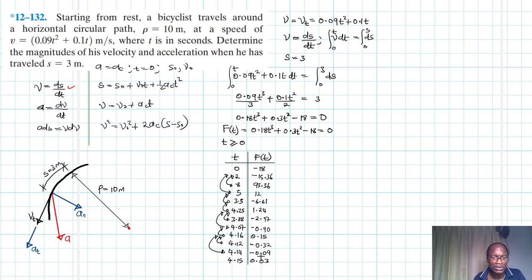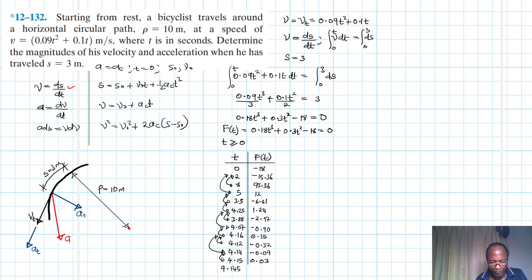Of course, this is so far the lowest. So if we are to try again, if you are to go in between this, you're going to have something like this, 4.145. Okay, let's try that one.